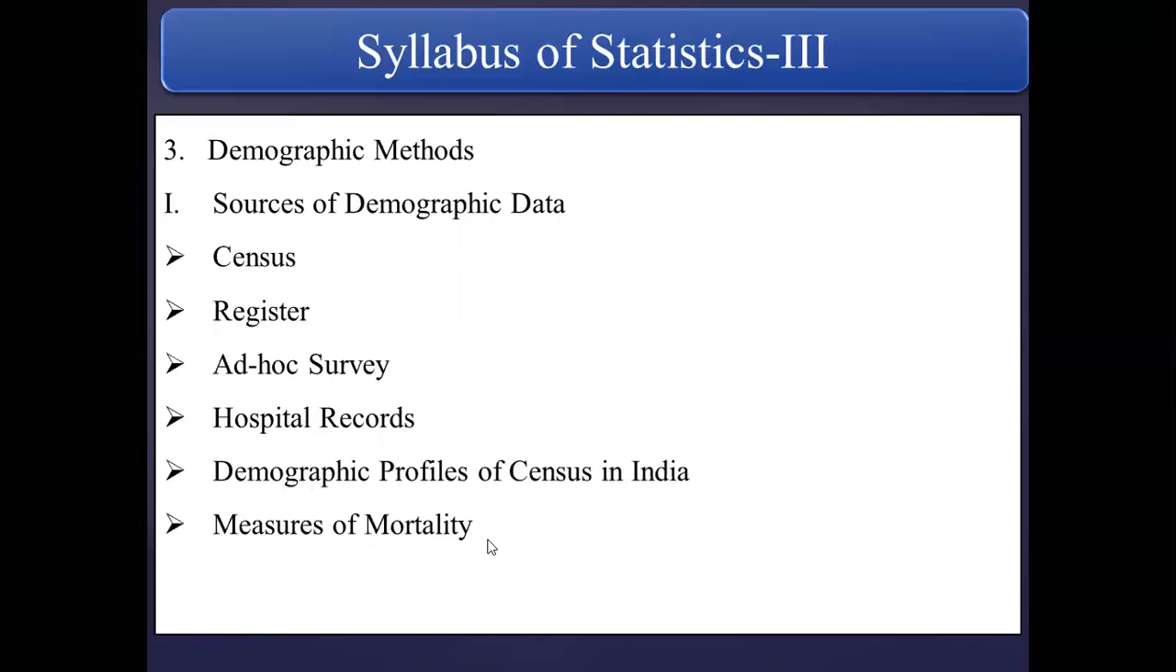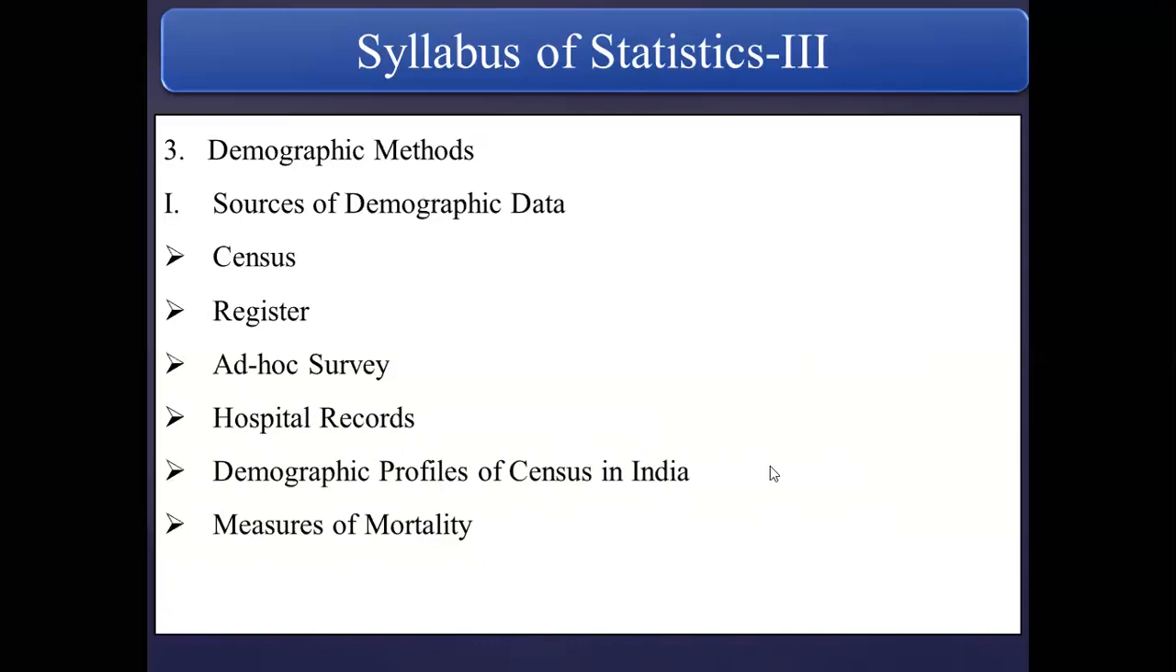Now, what is the meaning of mortality? Mortality is nothing but the total number of deaths per thousand population. That means out of 1,000 people, how many people die? That ratio is known as a measure of mortality. So we'll see that also in this chapter so that you can easily understand the meaning of mortality.